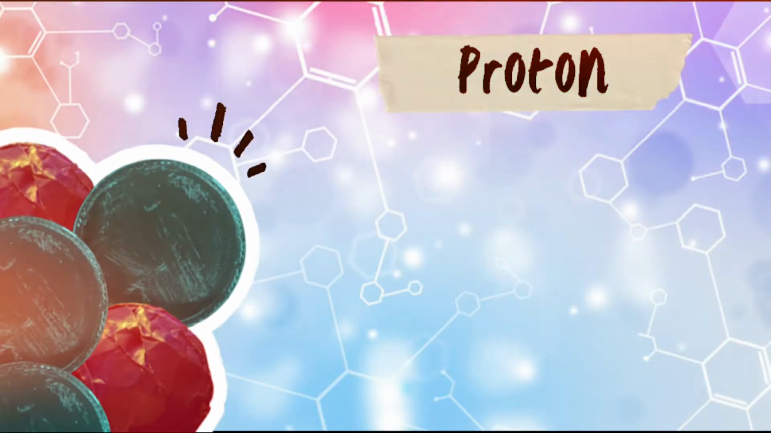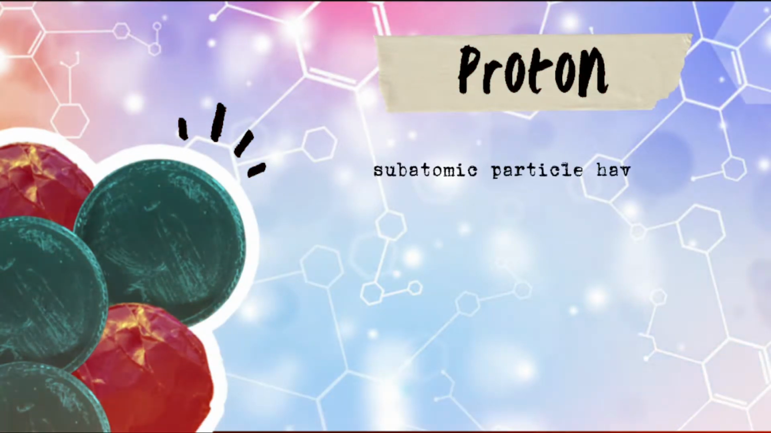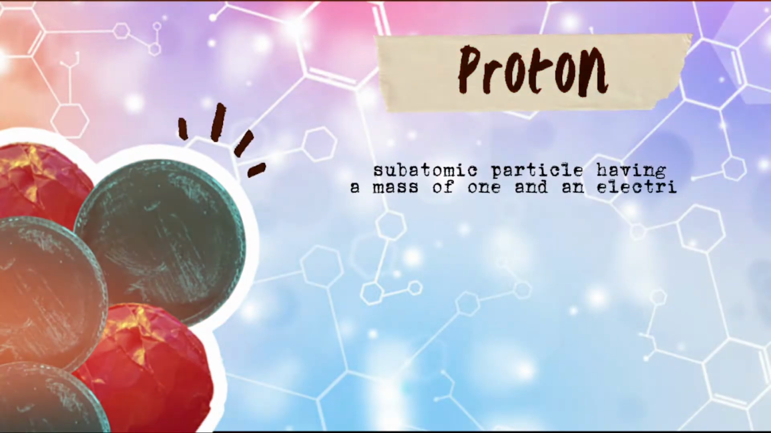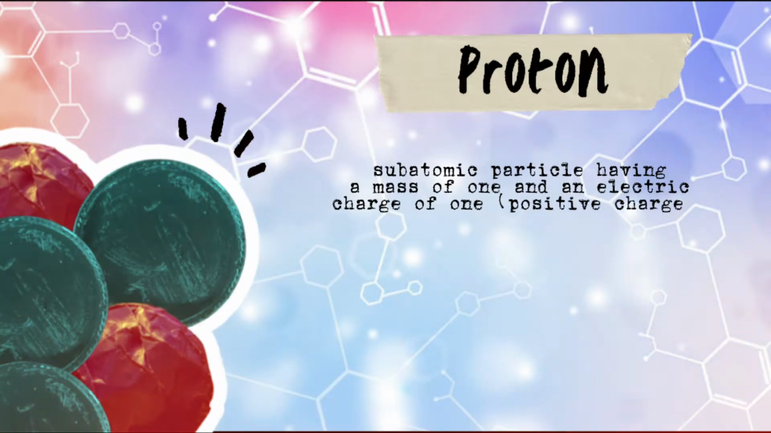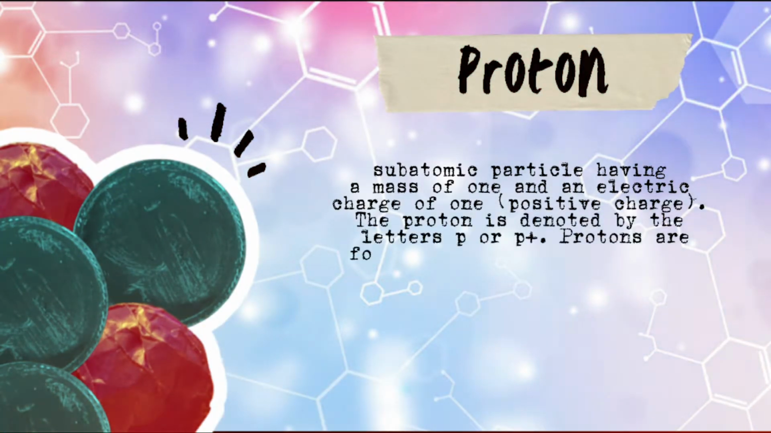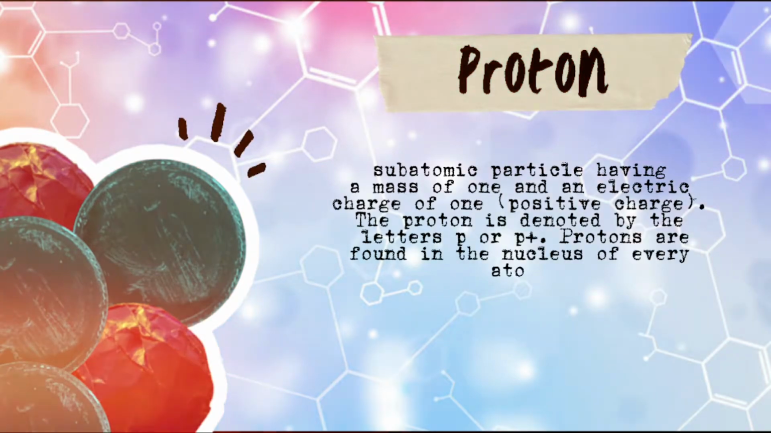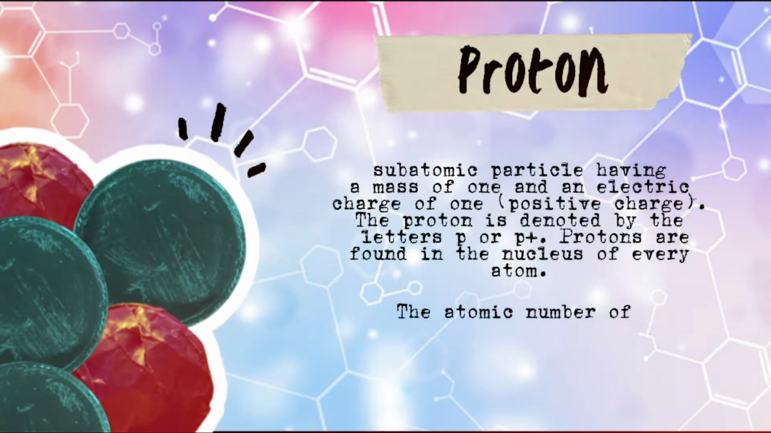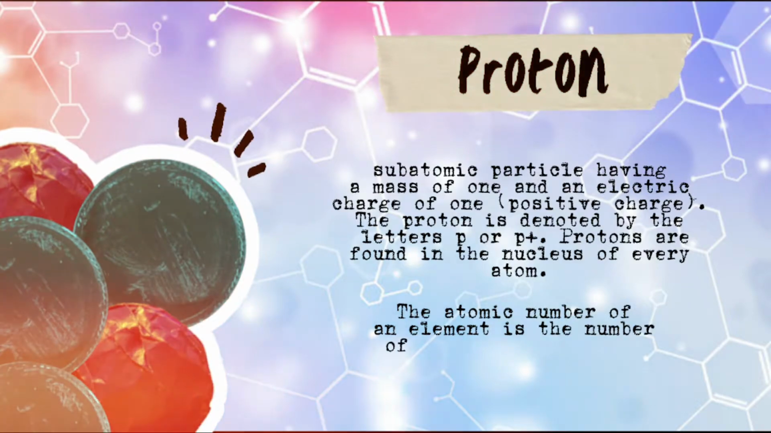A proton is a subatomic particle having a mass of 1 and an electric charge of +1. The proton is denoted by the letter P or P+. Protons are found in the nucleus of every atom. The atomic number of an element is the number of protons in its atom.